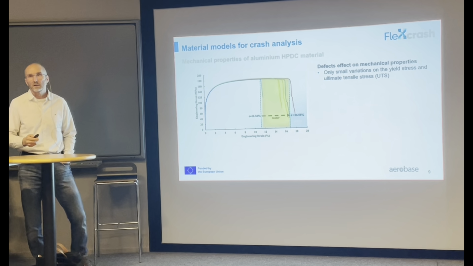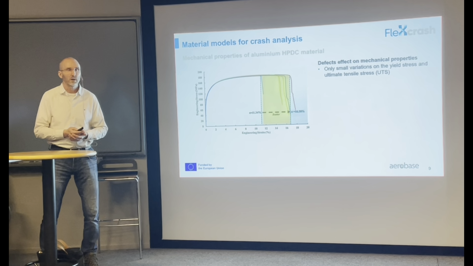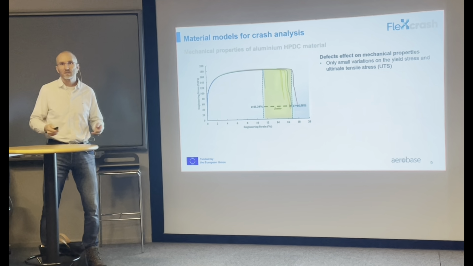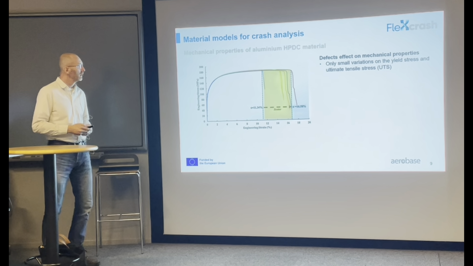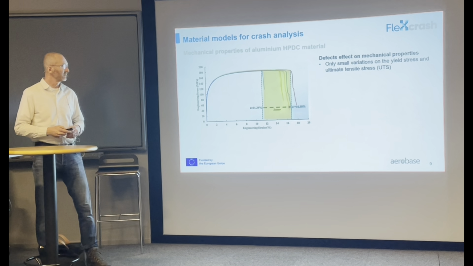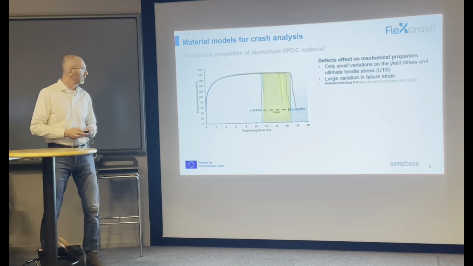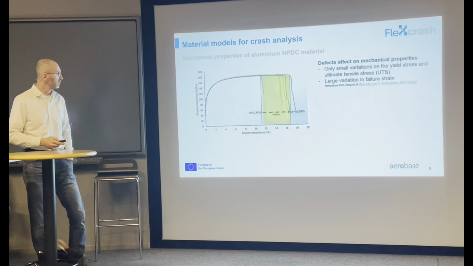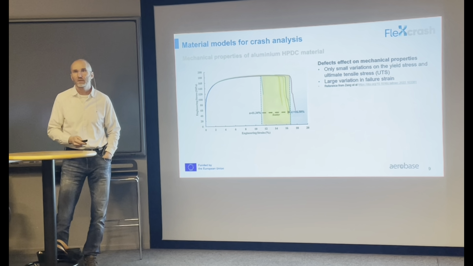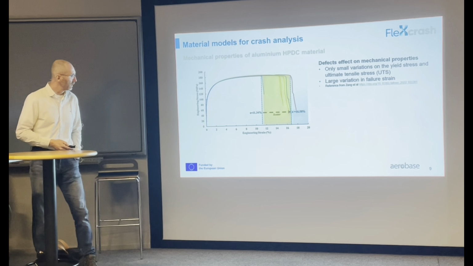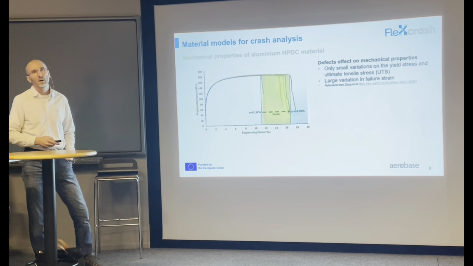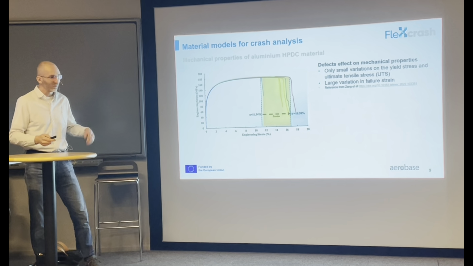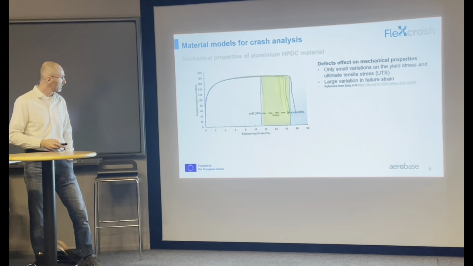So if we look at the mechanical properties of high pressure die casted material, this is a typical stress strain curve. If you test a number of specimens, you will see that you have quite small variation in the yield stress and ultimate tensile stress, but you have quite large variation in failure strain. As you can see here in this example, you have a variation between 11 and 16.5%, and you need to take care of this. Of course, you can be very conservative, design your system for 11%, but with more samples tested, your lowest value will go down more than that.